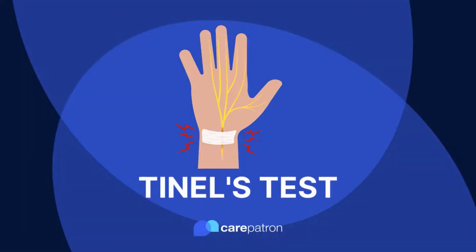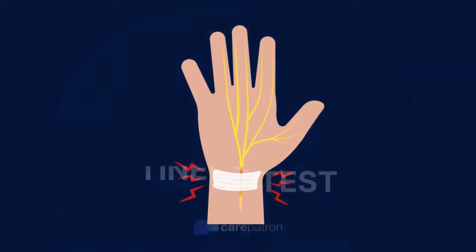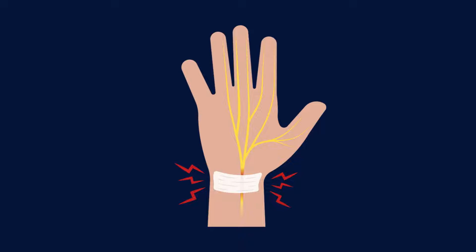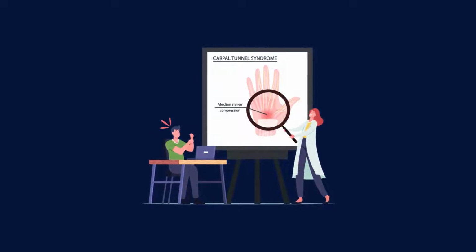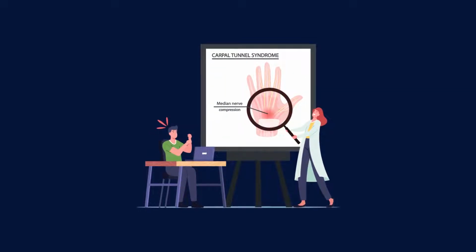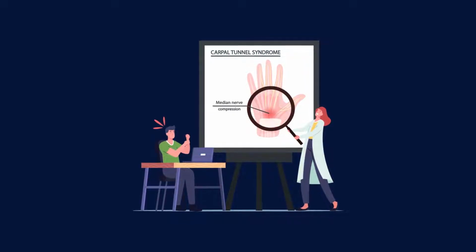Tinel's test is a clinical examination technique healthcare professionals use to diagnose nerve compression or irritation, particularly in carpal tunnel syndrome. Named after French neurologist Jules Tinel, the test focuses on the median nerve and its possible compression at the wrist. A positive Tinel's test may indicate carpal tunnel syndrome or other forms of median nerve compression or irritation. However, it should be used with other assessments, patient history, and diagnostic tests for a comprehensive diagnosis.